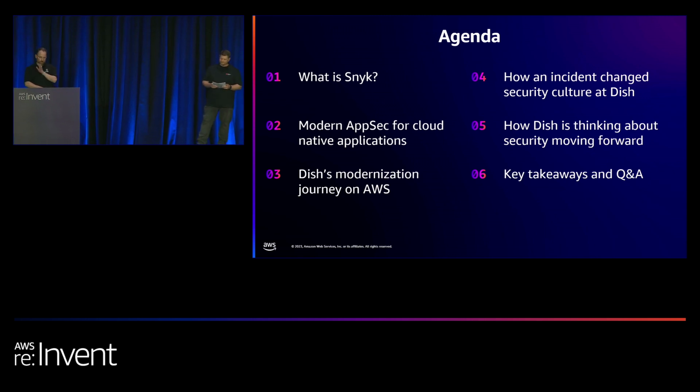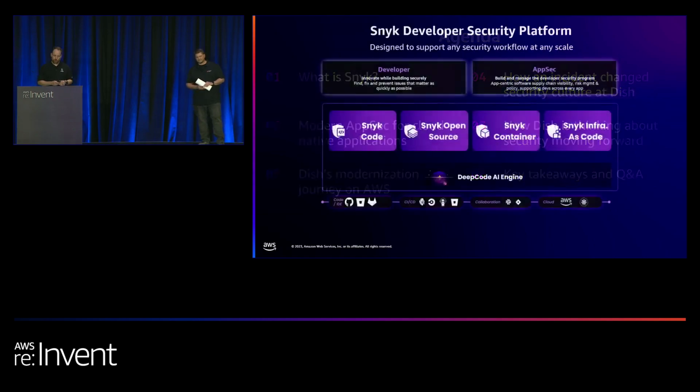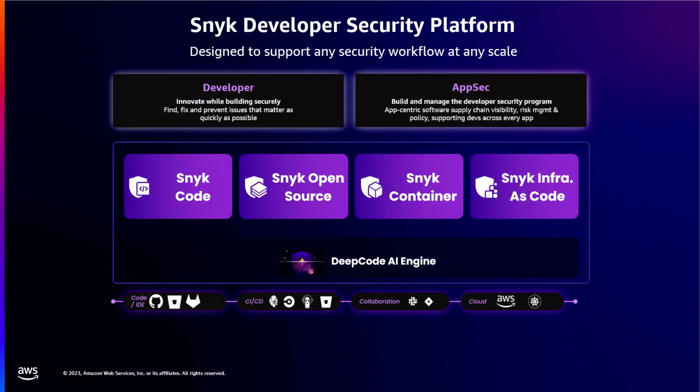But our agenda today, we're going to walk through this. We'll talk a little bit about how Dish Network uses AWS and how they use Snyk. We'll talk about how they deal with security issues, how they've integrated this into the developer and DevSecOps workflows. So we'll get into how the real world works with this thing.